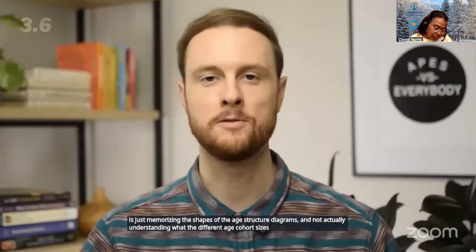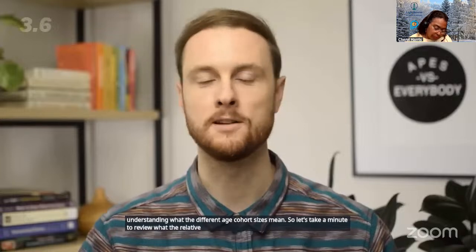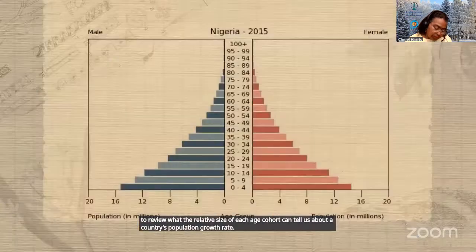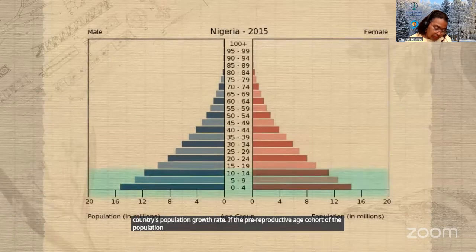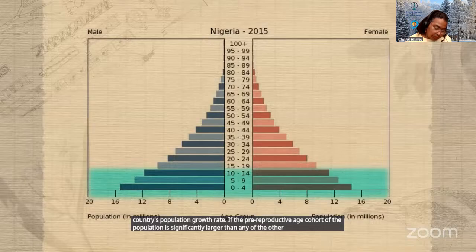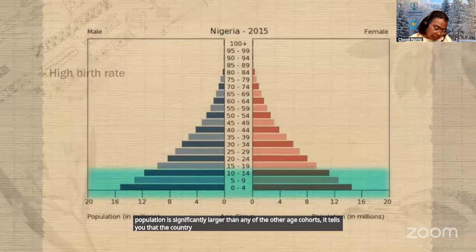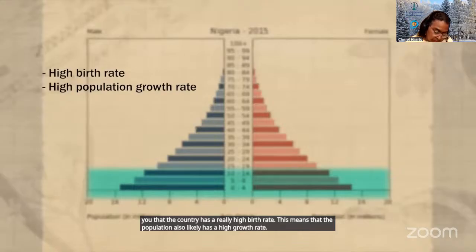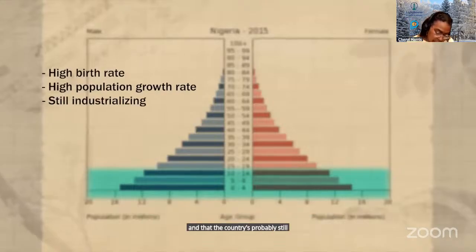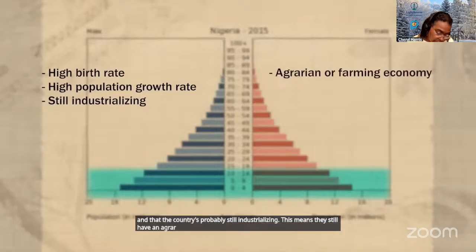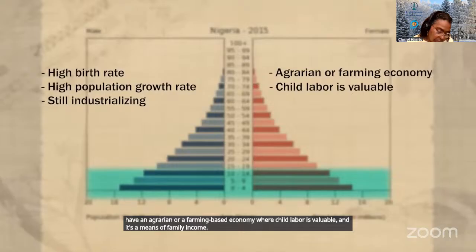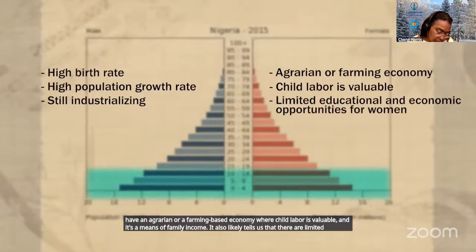So let's take a minute to review what the relative size of each age cohort can tell us about a country's population growth rate. If the pre-reproductive age cohort of the population is significantly larger than any of the other age cohorts, it tells you that the country has a really high birth rate. This means that the population also likely has a high growth rate, and that the country is probably still industrializing. This means they still have an agrarian or a farming-based economy where child labor is valuable and it's a means of family income. It also likely tells us that there are limited educational and economic opportunities for women.